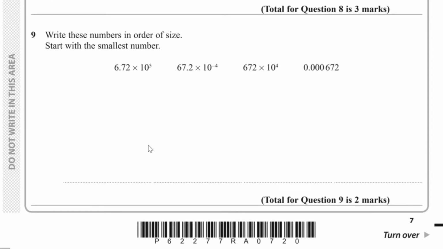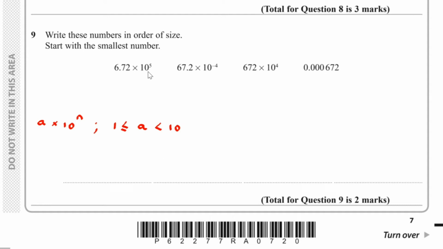Question number 9. We have to write these numbers in order of size. Start with the smallest number. Well, what we will do is rewrite all of these numbers in standard form. And just to remind you, standard form is when a number is written as a times by 10 to the power of n, where a is in between 1 and 10.